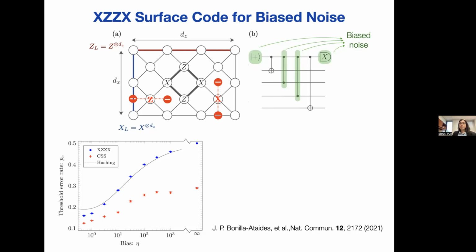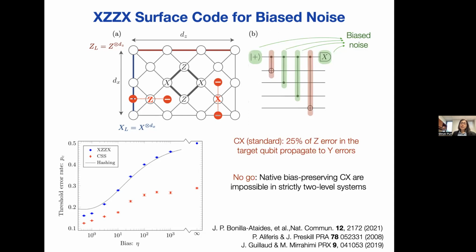The problem happens when you try to do a control NOT gate. If you naively try to do a control NOT gate on 2 qubits, then it turns out that a physical Z error in the target qubit during the control NOT gate propagates as Y errors. So in fact, 25% of Z errors in the target qubit get converted to Y errors in the qubit itself. And so because of this, the noise channel of a CNOT gate is not biased. That means you will not get this improvement to thresholds in the circuit level case as you would have expected otherwise. In fact, there's a no-go theorem which says that native bias-preserving CNOT gates are impossible in strictly 2-level systems.